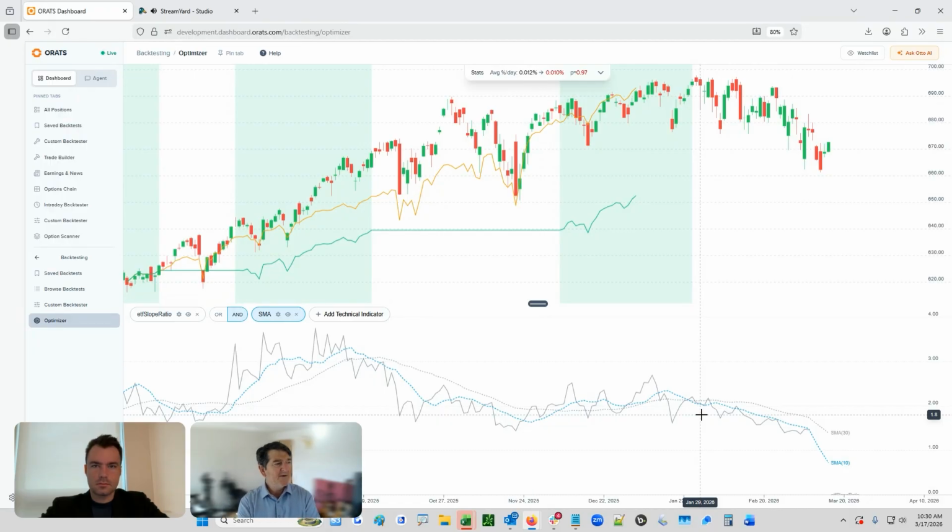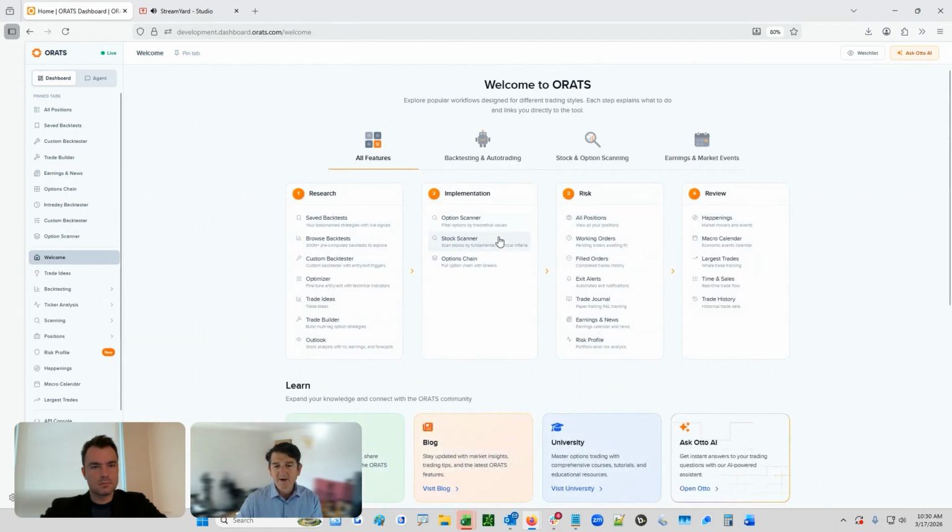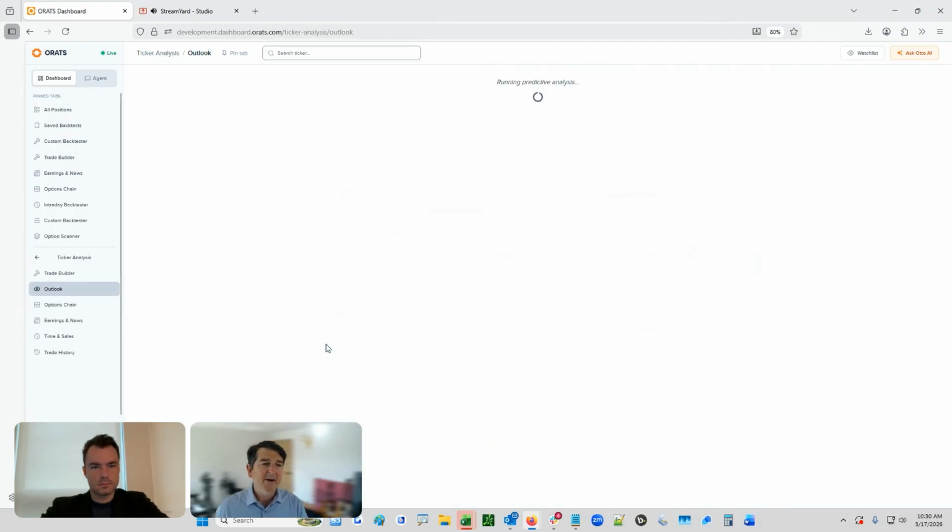Underscore C is the component weighted slopes, and that's what I like to look at. As a matter of fact, why don't we use that opportunity now to go through it. So I like to click up here, and then I want to go to the outlook for SPY. What we're looking at is the put call slope.